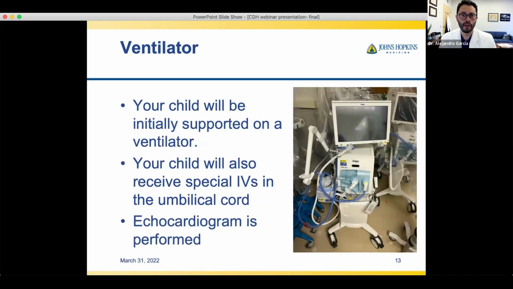One of the first few things we do after the child is born is to assess how well their heart and lungs are doing and whether or not they would require ECMO. Initially, your child will be supported on a ventilator, as you can see in this picture. Your child will also receive special IVs, which are placed by the neonatologist in the baby's umbilical cord to allow access to the baby's blood pressure, as well as to draw blood and give medications. Following this, our cardiology colleagues will do an echocardiogram, where they'll make an initial assessment of how the baby's heart is doing, as well as make sure that there are no other defects that may require other interventions.